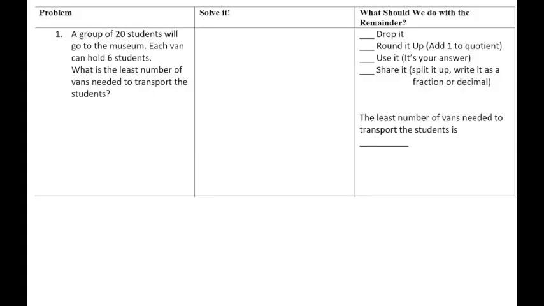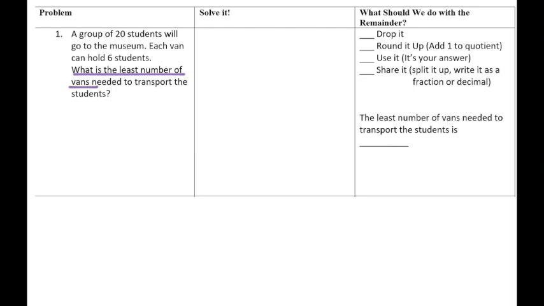We have a group of students, actually 20 students, that are going to go to a museum. Each van can hold 6 students. What is the least number of vans needed to transport the students? So I'm trying to figure out the least number of vans that are going to be needed.